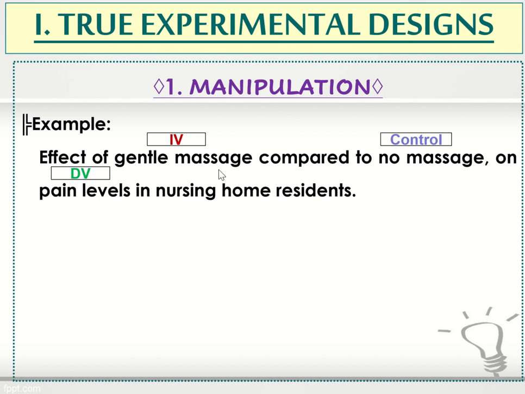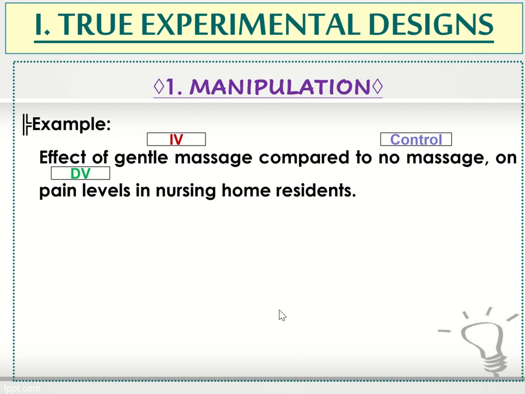Participants in the experimental group receive gentle massage. Again, sa experimental group, they will receive the gentle massage. Whereas sa control group naman, they will not have that intervention. So, wala silang makukuhang massage. So, this design permits us to see if changes in pain were caused by the massage because only some people receive it, providing an important comparison.